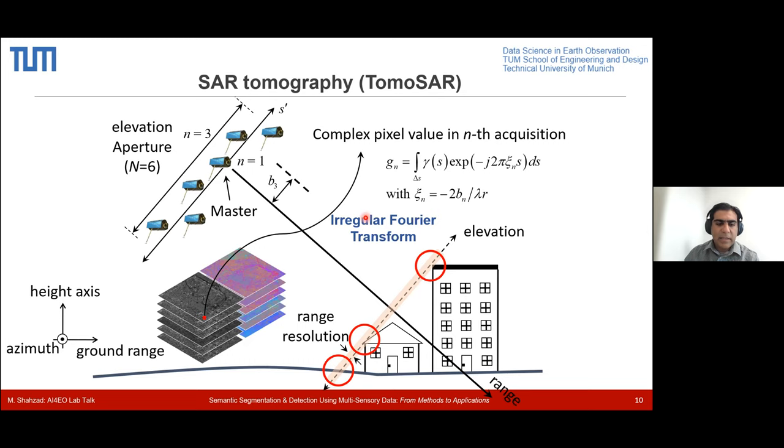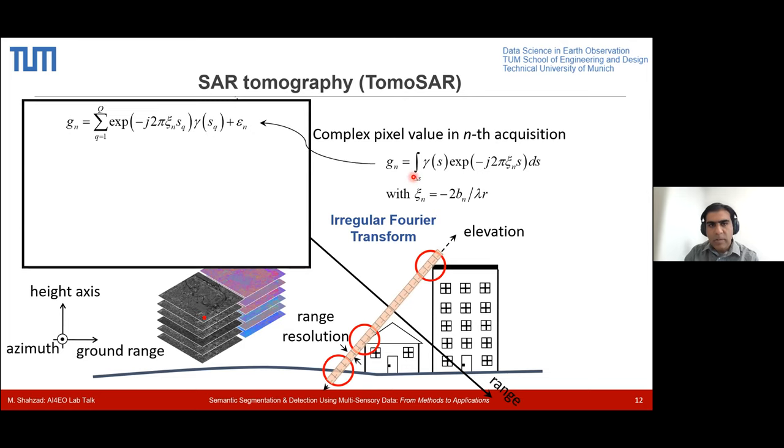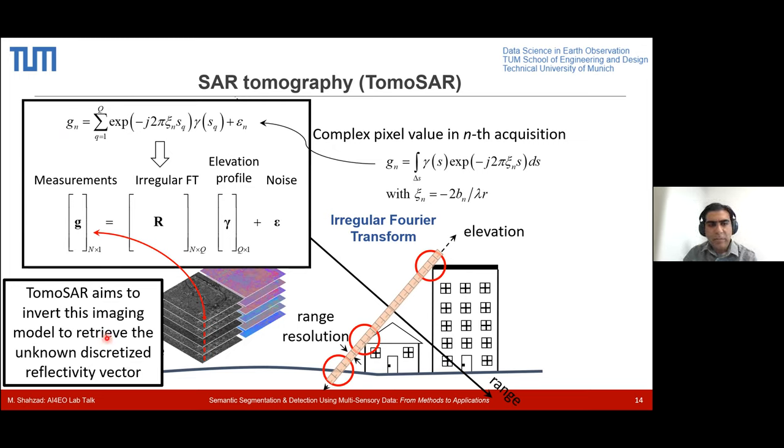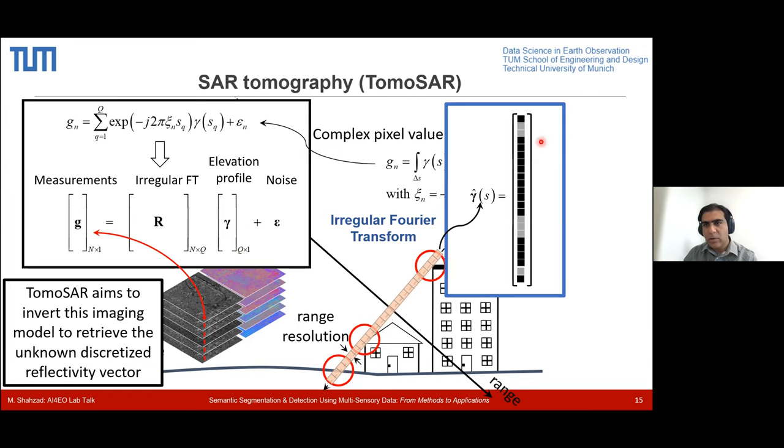And actually, this continuous model can be discretized in the elevation domain like this. We could discretize by replacing this integral with a summation like this, and this represents a single pixel measurement. If we want to stack all the measurements in a particular stack pertaining to one single pixel, we could put them all into a single matrix like this. We put all these Fourier exponentials into a single matrix R and the unknown reflectivity vector into gamma. Then basically TomoSAR aims to invert this imaging model to retrieve the unknown discretized reflectivity vector. So this is what TomoSAR wants to invert.